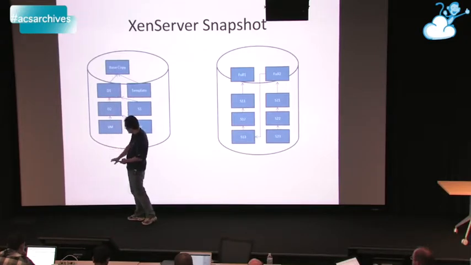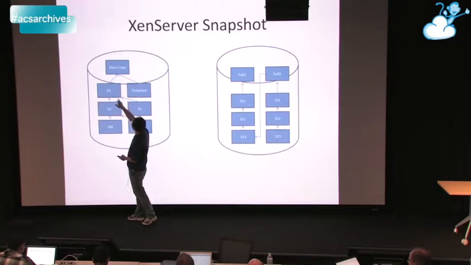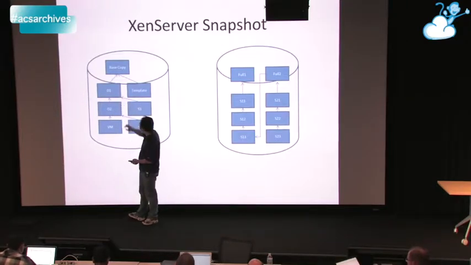If this chain goes further down, then to read something that is only on the base copy, you actually have to hop from here to here to here to find something inside there. So this particular chain, you do not want to keep very long. And in CloudStack, basically, you will always have a chain of three if you have snapshots. You will have a VM, one delta, and the base copy.